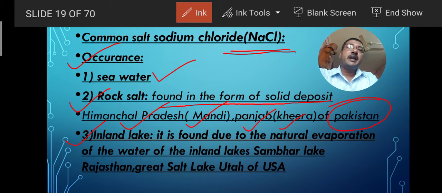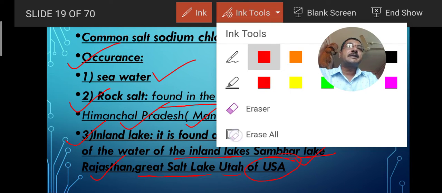Third is inland lakes. It is found due to the natural evaporation of the water of inland lakes, like Sambar Lake. All are familiar, you might have read it in social science. Sambar Lake is in Rajasthan, and Great Salt Lake is in Utah, United States of America. So this is the occurrence of common salt, where we can get it.